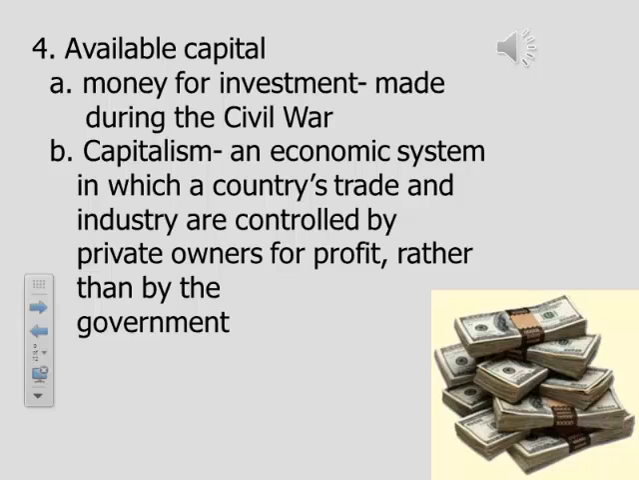Following the Civil War, in the United States there were 10 times as many inventions as had been made prior to the Civil War in the entirety of American history. And a big reason for that was there was the economic backing for these people with these ideas, which bolstered the United States economic system of capitalism, in which private owners provide the goods and services rather than the government.